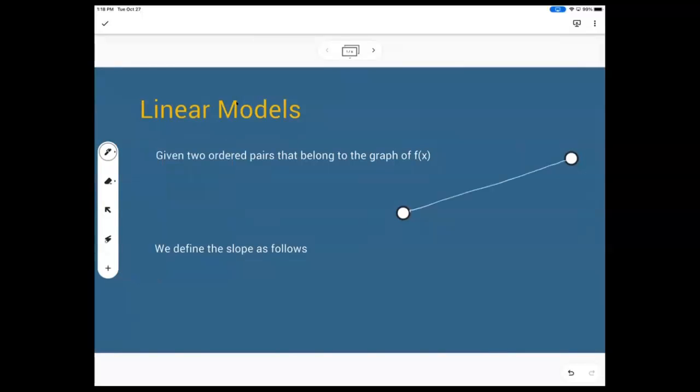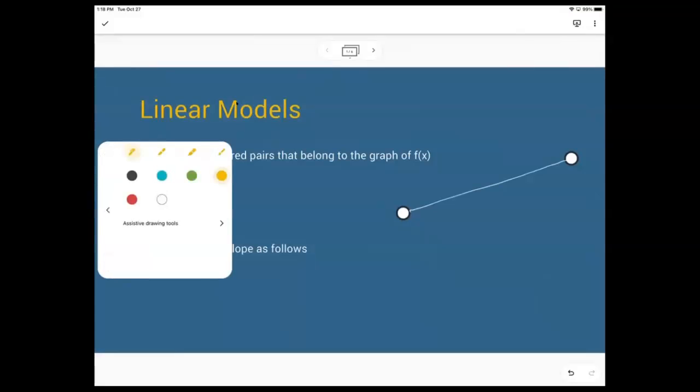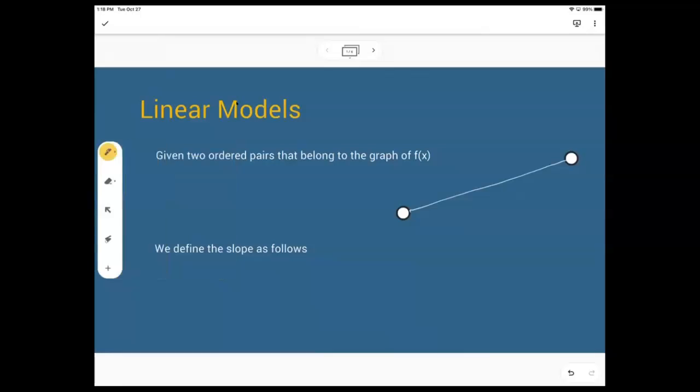So the idea is if we have a graph here, when we say linear models, by linear models we mean functions of the form f of x. Specifically, when we write f of x equals mx plus b, you know that m here is called the slope and b is the intercept with the vertical axis. So that's what we mean by linear models.